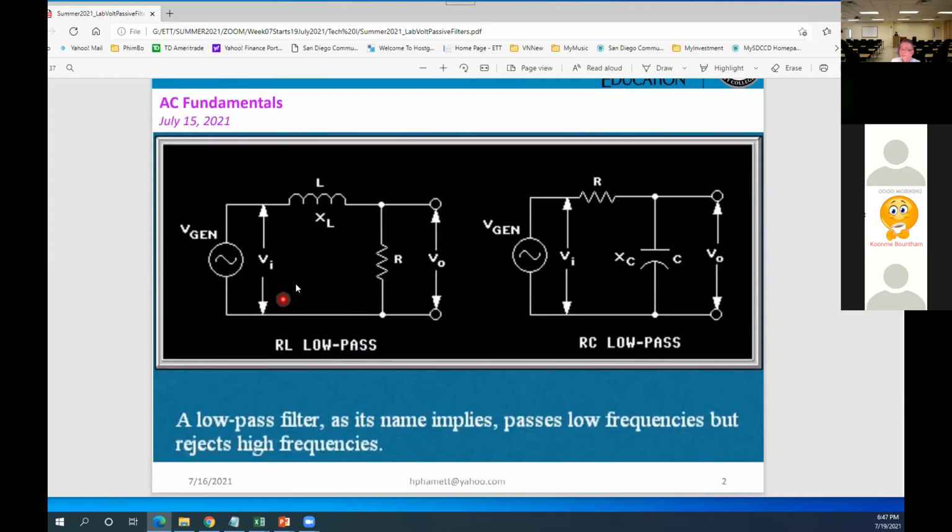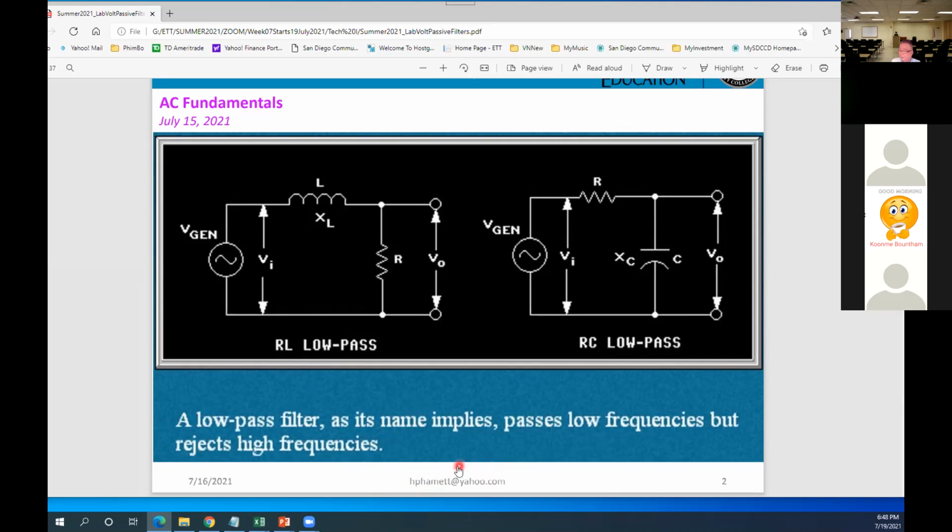Now, we already know. You just see on the left wall, RC low pass, RL low pass. They already gave you. In order to recognize which one is a low pass filter, RC or RL: a low pass filter, as its name implies, passes low frequencies but rejects high frequencies.